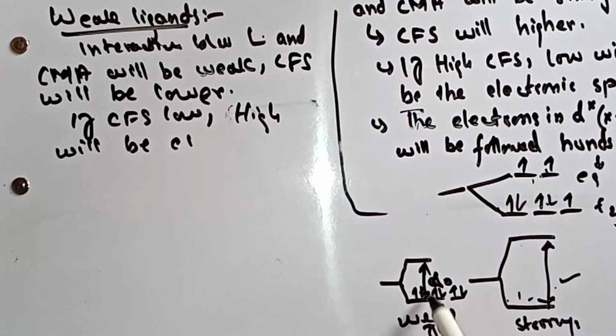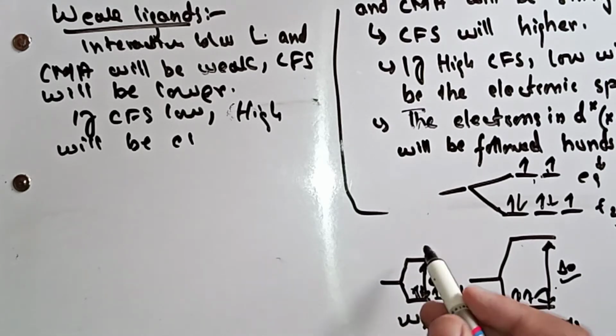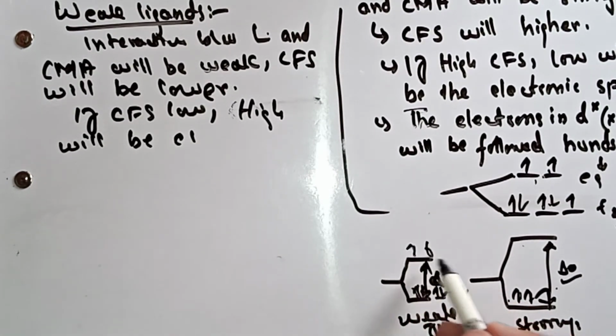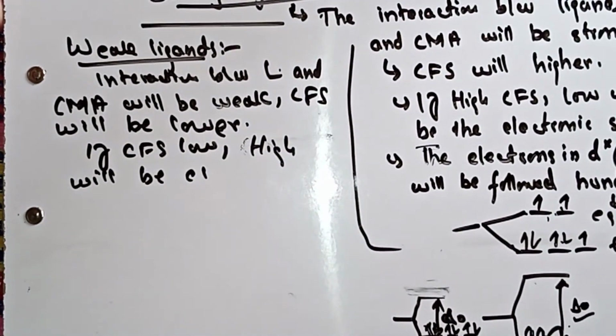Here is delta naught. In weak field, delta naught is less, while in strong field, delta naught is more. So in this case, the electrons first singly fill, while in weak field, it first pairs in the t2g. After that, the electron will go into the eg sector. So is it clear? So thank you.